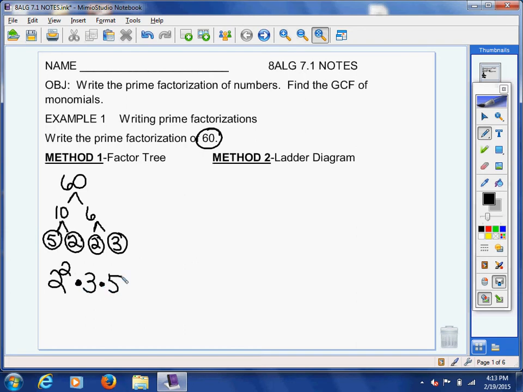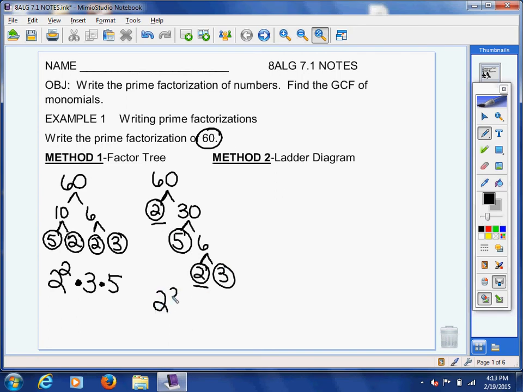Now when I do it again, I should be able to start with a different set of factors, not 10 and 6. In fact, let's do 2 times 30. I can circle the 2 because that's prime. 30 is not prime. So I'm going to keep going. So 30 I know is 5 times 6. Circle the 5. And 6 I can break down to 2 times 3. And as you can see, again, I've got 2 2's. So that's 2 squared times a 3 and times a 5. And those are my prime factors.